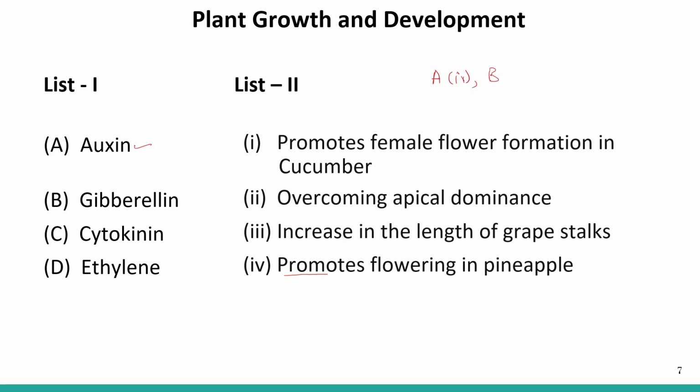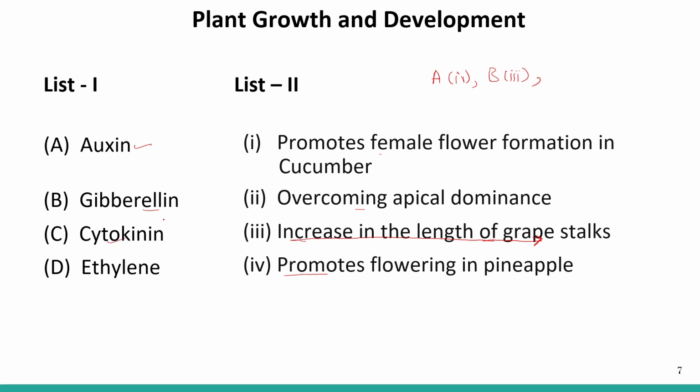Then let's talk about B, gibberellin, gibberellic acid. Increase in the length of grape stalk, and then we have promote female flower in cucumber. So what should be the answer? Gibberellins usually help to increase the internode length. Okay, so increase in the length of grape stalk. So option B is third.